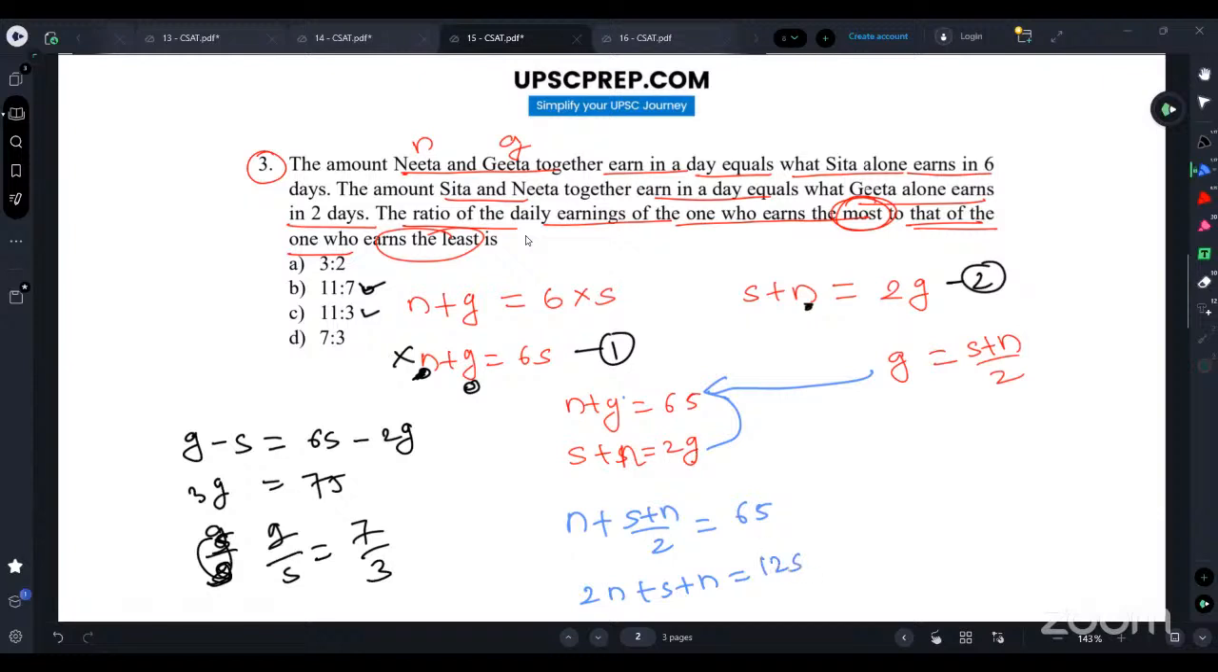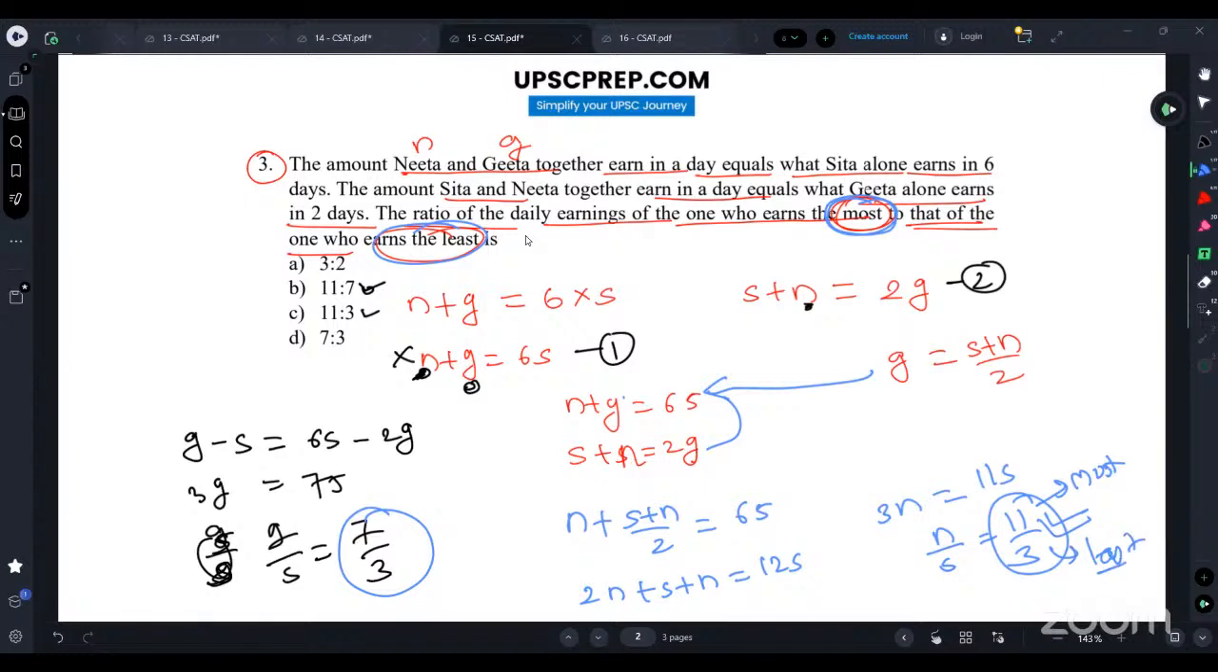Now 2n plus n is 3n, and 12s minus s is 11s. So what will be the ratio of n by s here? It will be 11 by 3. Now if you see, the ratio 7 by 3 is lesser than 11 by 3, right? We want to find the person who earns the most and the person who earns the least. So 11 by 3 will be the ratio of most to least, that is what we wanted. So 11 by 3 will be the correct answer. So option C is the correct answer in this case.